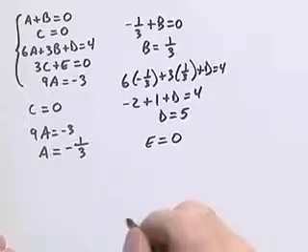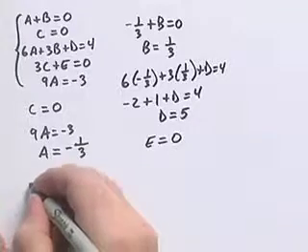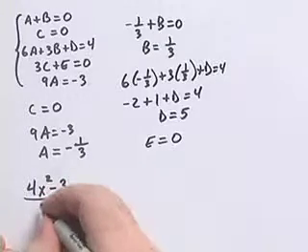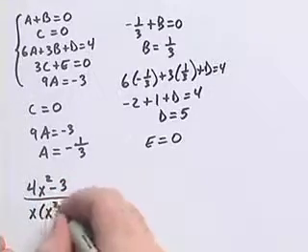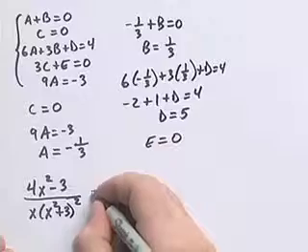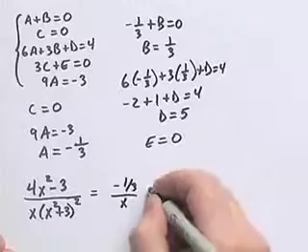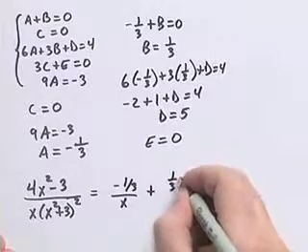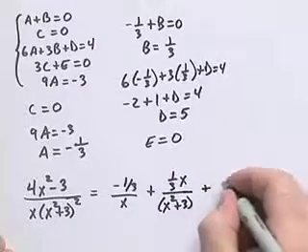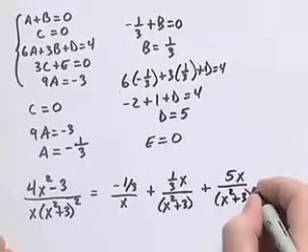We go back to our partial fraction decomposition now. Since we know a, b, c, d, and e, we're going to say that 4x squared minus 3 divided by x times (x squared plus 3) quantity squared is equal to negative 1/3 over x plus 1/3 x over (x squared plus 3) plus 5x over (x squared plus 3) quantity squared.